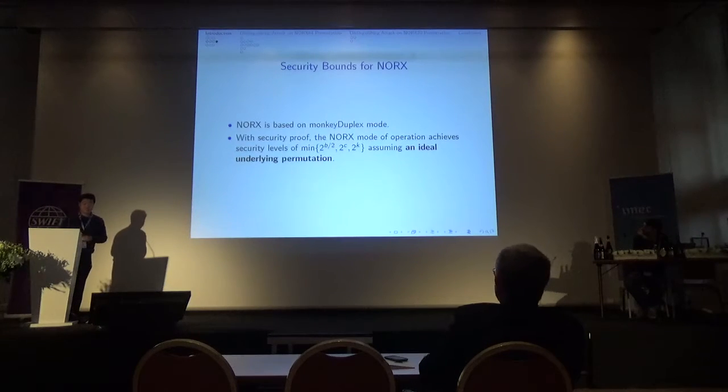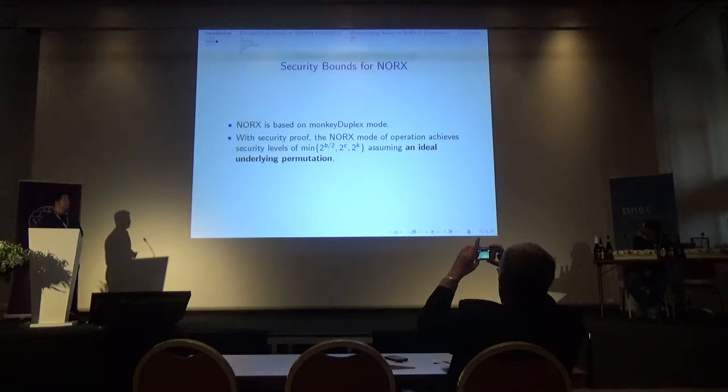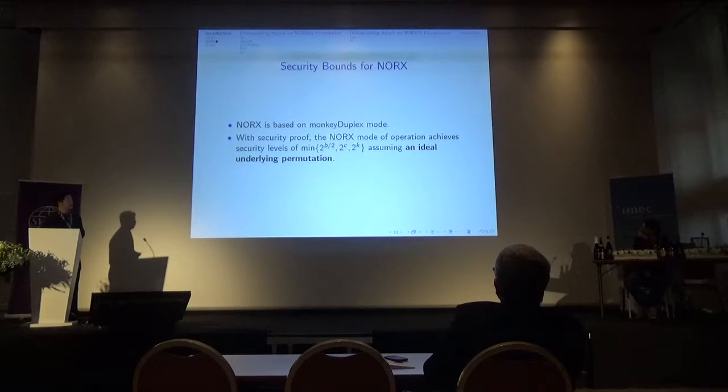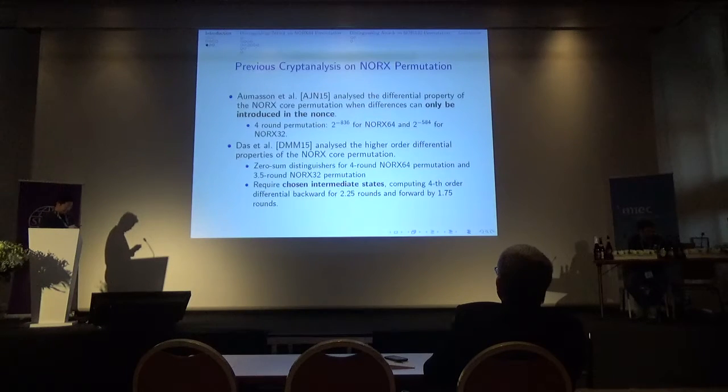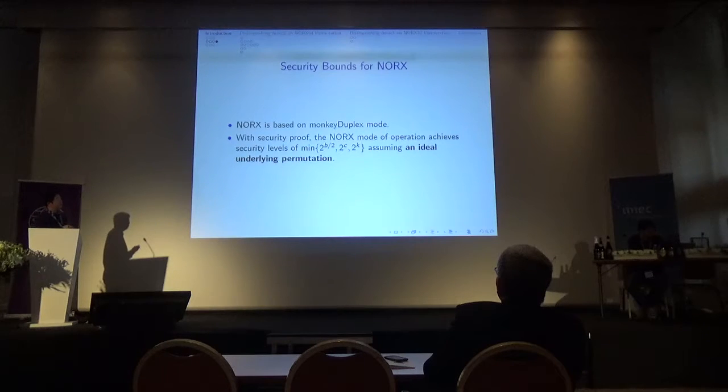Here are the security bounds for NORX. It's based on the so-called multi-duplex mode. This mode is supported by a security proof. The security level is the minimum of 2 to the half of the block size, due to the complexity, and the key size, showing that the underlying permutation is an ideal permutation. So whether this permutation is ideal or not will determine whether the security proof works or not.